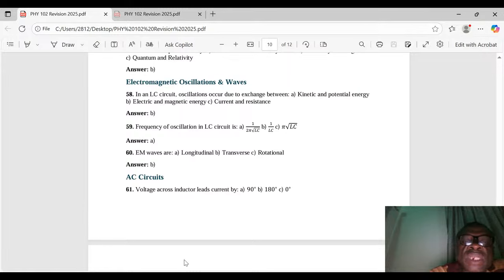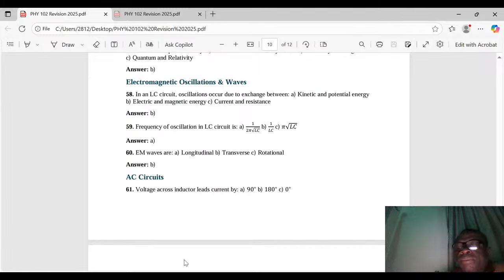And 59. Frequency of oscillation in LC, that is the inductance capacitance circuit, is A. 1 over 2 pi square root of LC, B. 1 over LC, C. Pi square root of LC. The answer is A. 1 over 2 pi square root of LC.